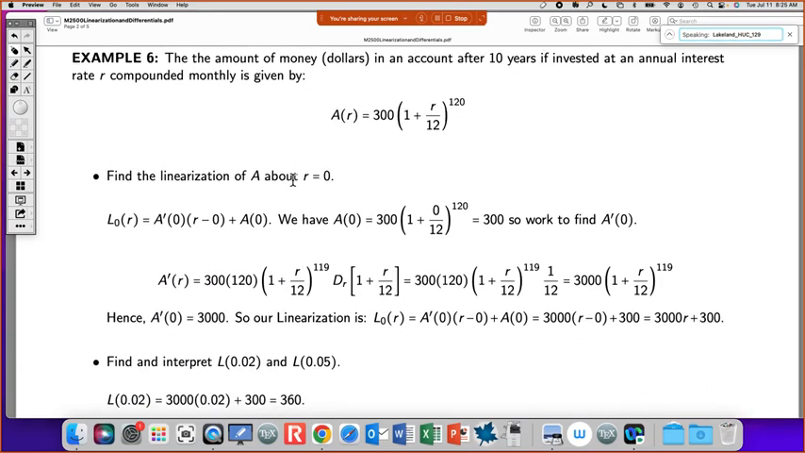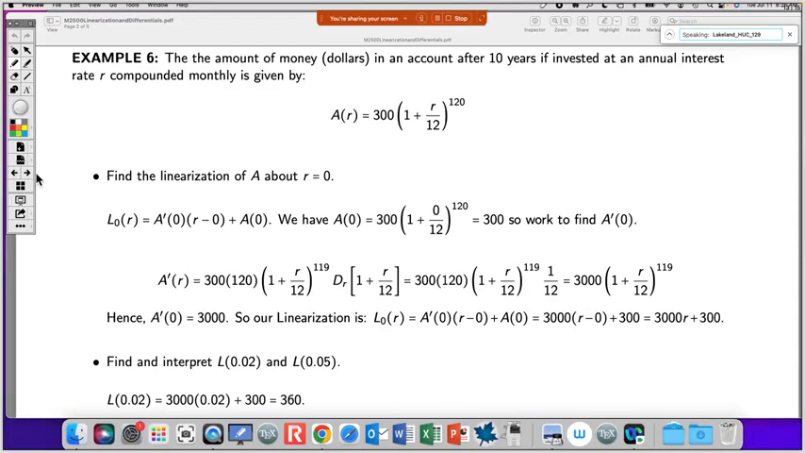All right, let's look at example 6. The amount of money in dollars in an account after 10 years, if invested at an annual interest rate r compounded monthly, is given by this formula. Usually you run across this in college algebra or pre-calculus. We'll revisit this formula a little bit at the end of the course, and then in Calc 2 we take this formula and take a limit to get it to the PERT formula. It says find the linearization of A about r equals 0.